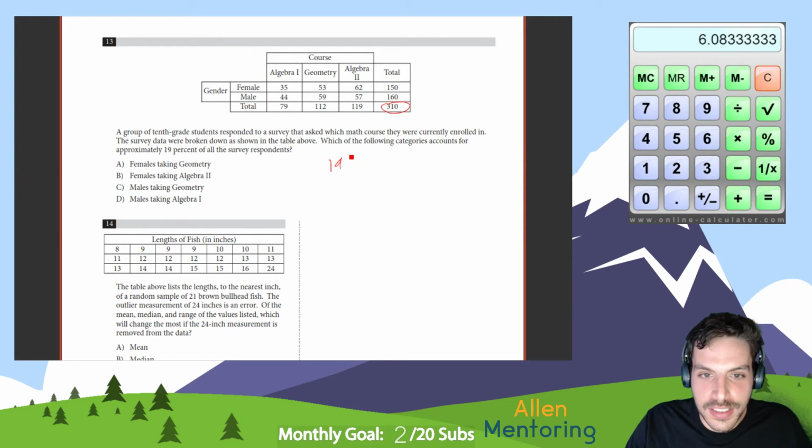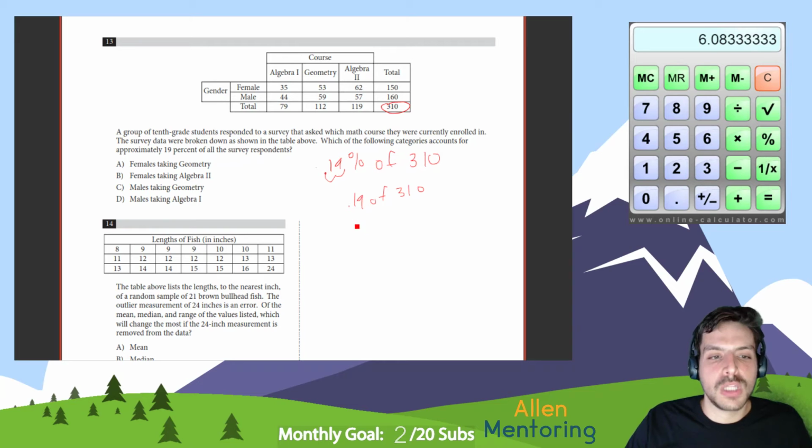Which of the categories is 19% of 310? Right. So 19% of 310. Okay. And so to do that, we want to convert 19% into a decimal. And so we're going to convert 19% by moving the decimal place to the left 2 spaces. So it's 0.19 of 310, and of usually means multiplication.